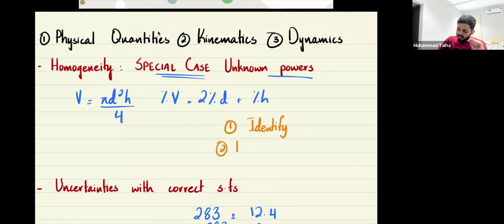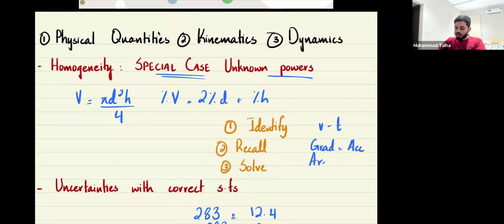The next one is to recall its features, like what the gradient of this graph or the area under this graph could be used to calculate. And the third one is then to actually solve whatever the examiner has set out for you to do. So for example, if I am provided a velocity time graph, I recall that the gradient of a velocity time graph is acceleration, and the area of a velocity time graph is displacement. Once I know this, I will then start to go on to the questions.